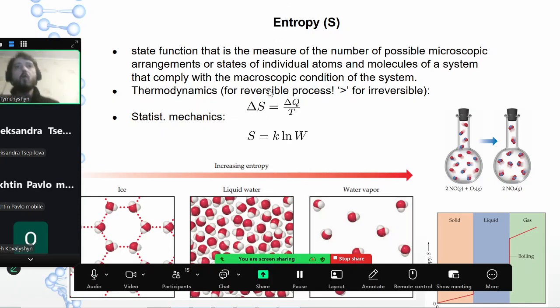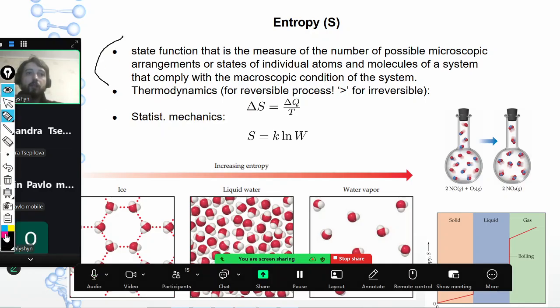Entropy, one more state function, is basically a measure for the number of possible microscopic arrangements, or microstates, of individual atoms and molecules of a system that comply with the macroscopic condition of the system. This is basically a statistical mechanical definition. Thermodynamics will give you a little bit different definition, but I really like this one more. It's more, let's say, insightful.